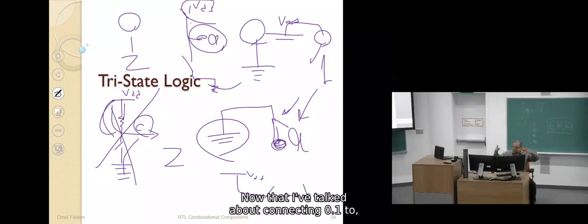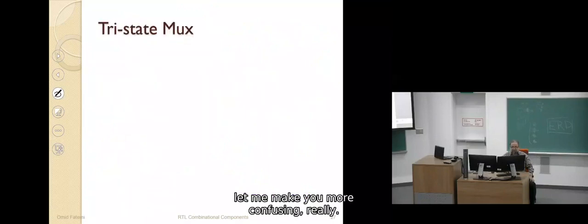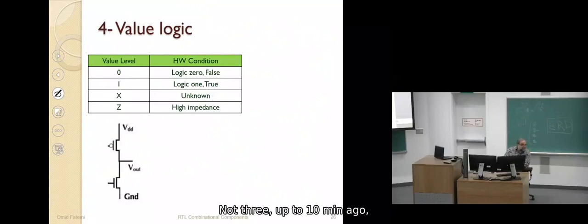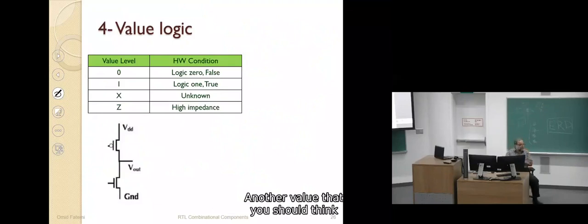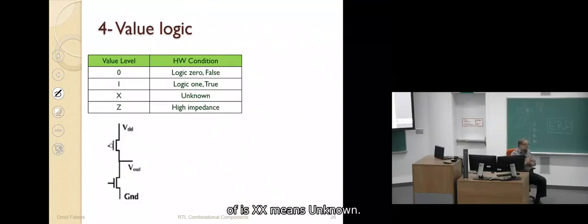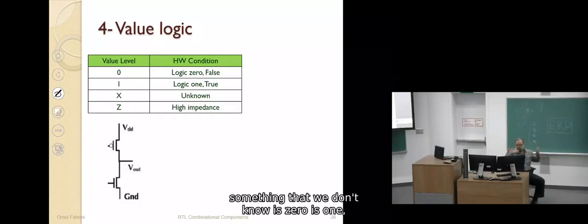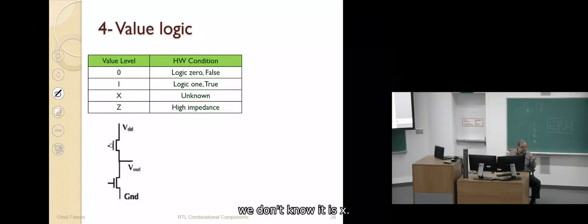Now that I've talked about connecting zero and one to you, let me make you more confused. Really, in digital design, we have a four-valued logic, not three. Up to 10 minutes ago, you had only two values, zero and one. Then I added Z to that. Another value that you should think of is X. X means unknown. When you have zero and one connecting to some place, it either blows the circuit because of the short circuit, or it becomes something that we don't know. Is it zero? Is it one? We don't know. So it is X. So this is the four-value logic which you should think of in your designs.